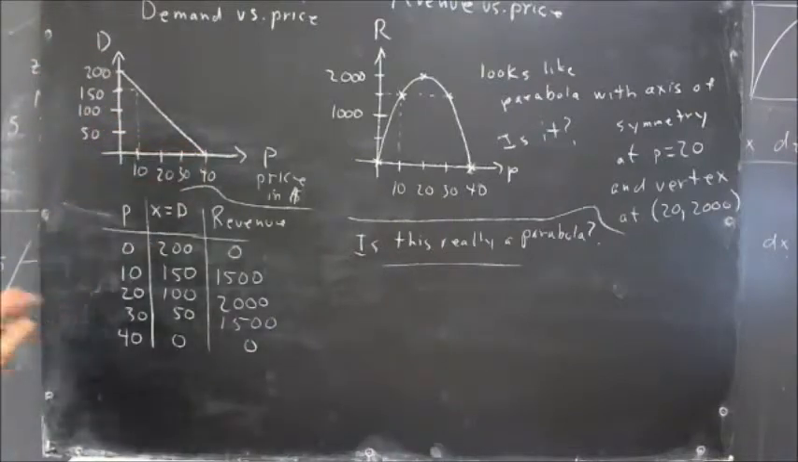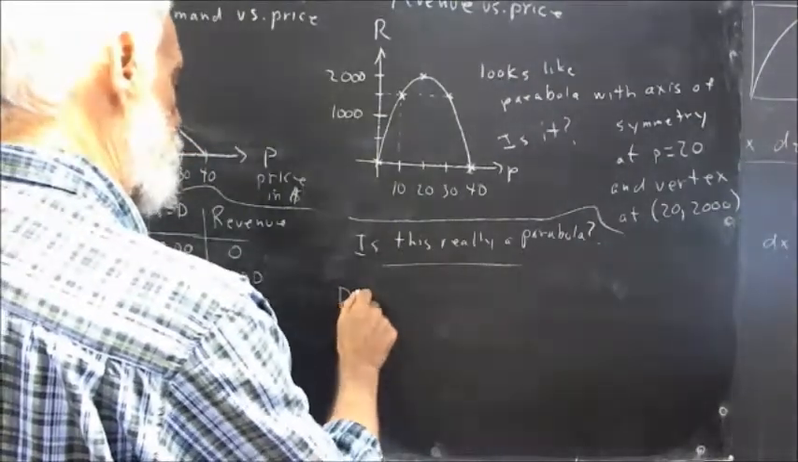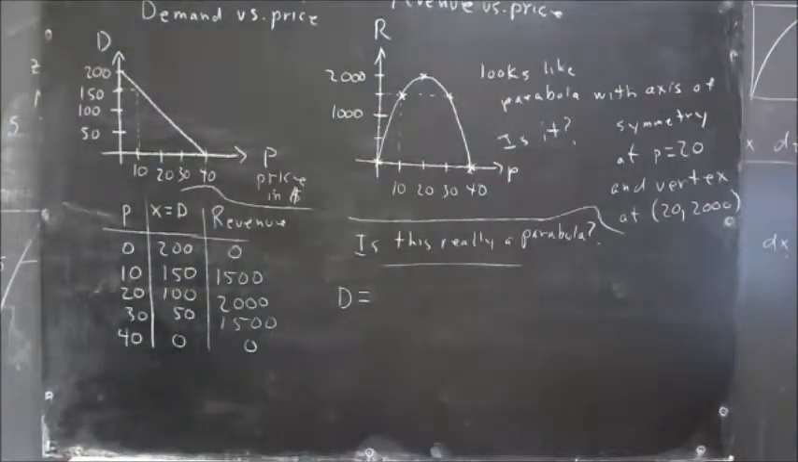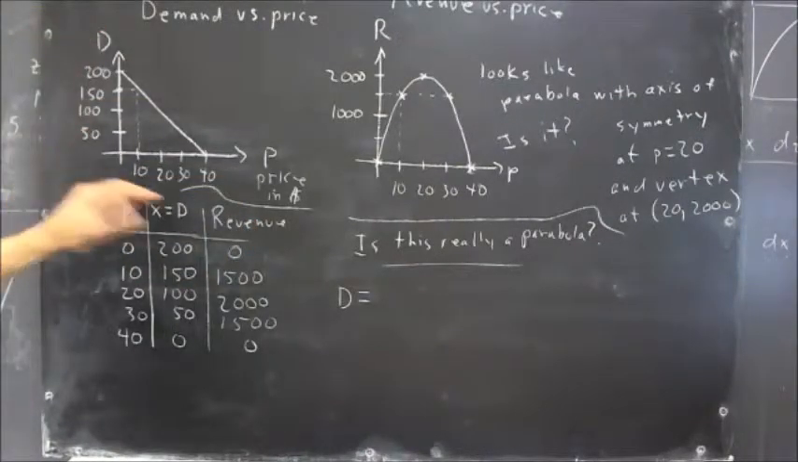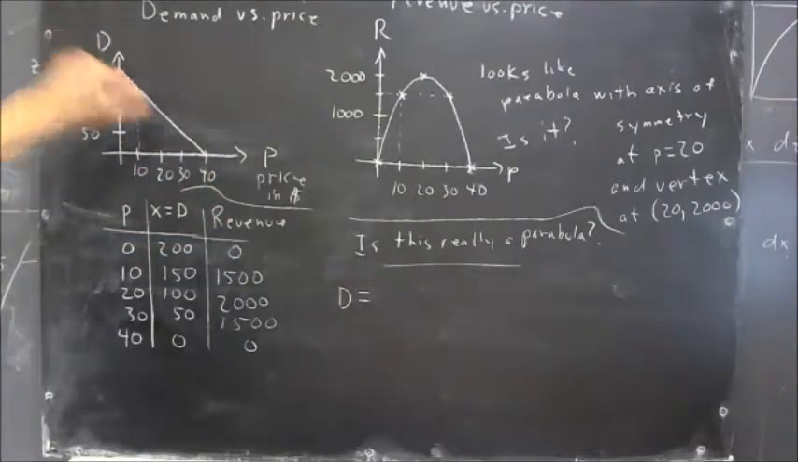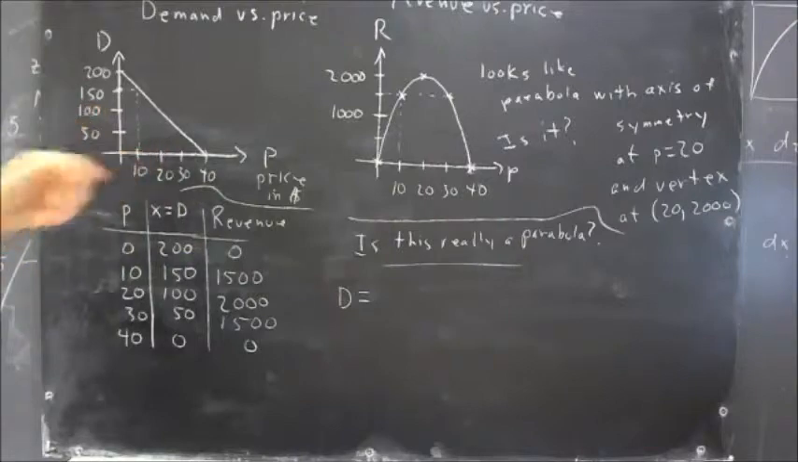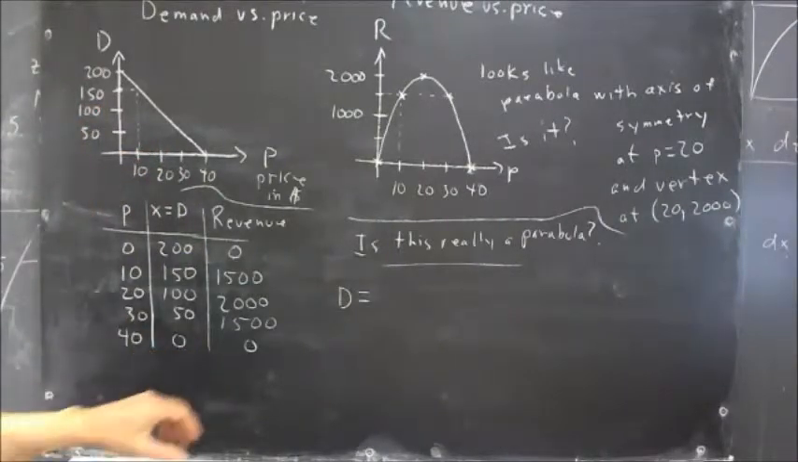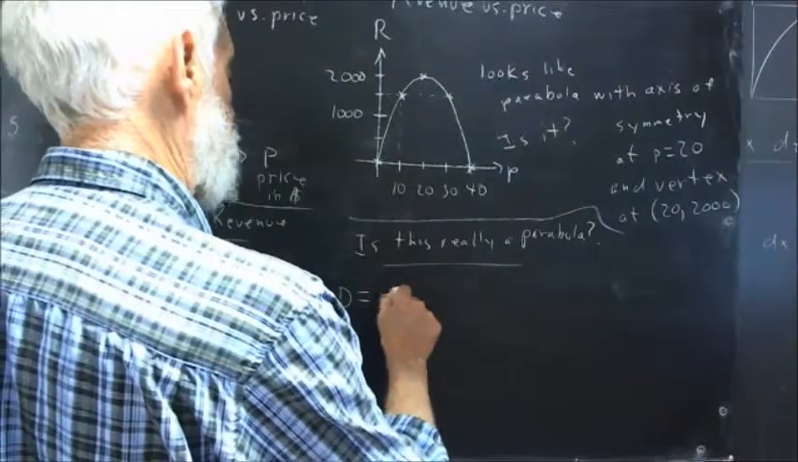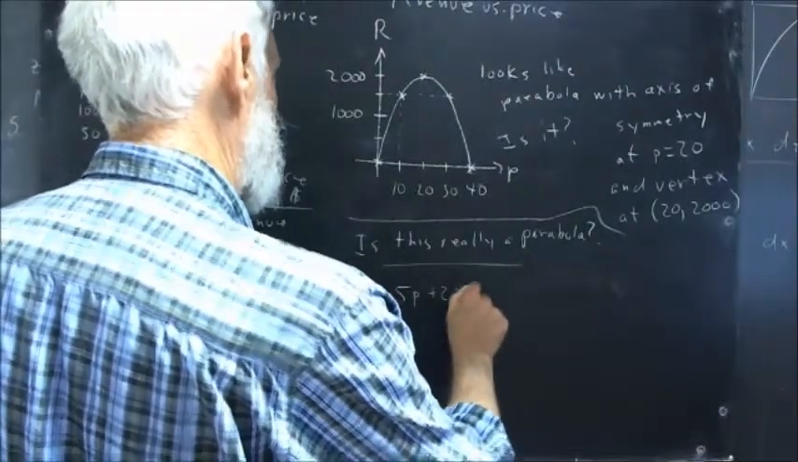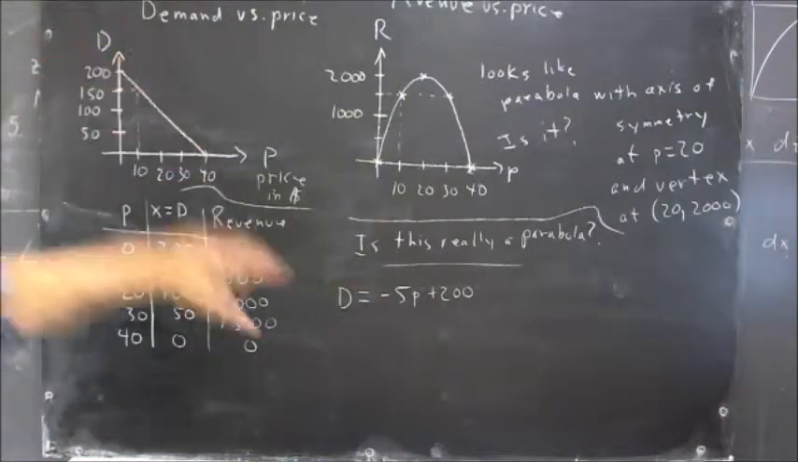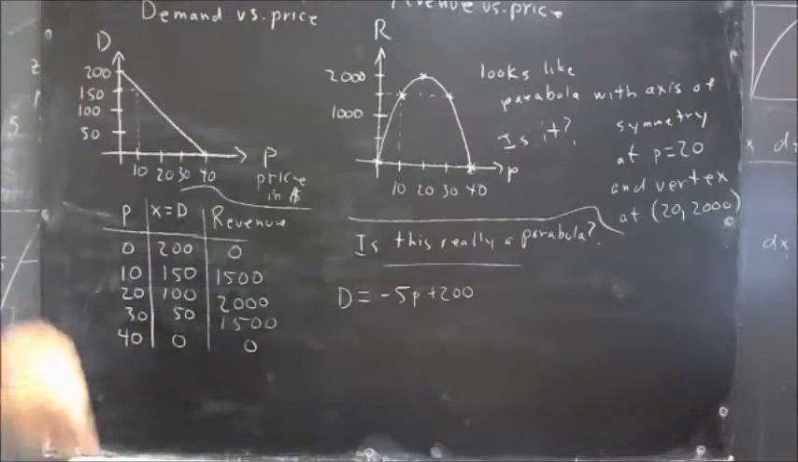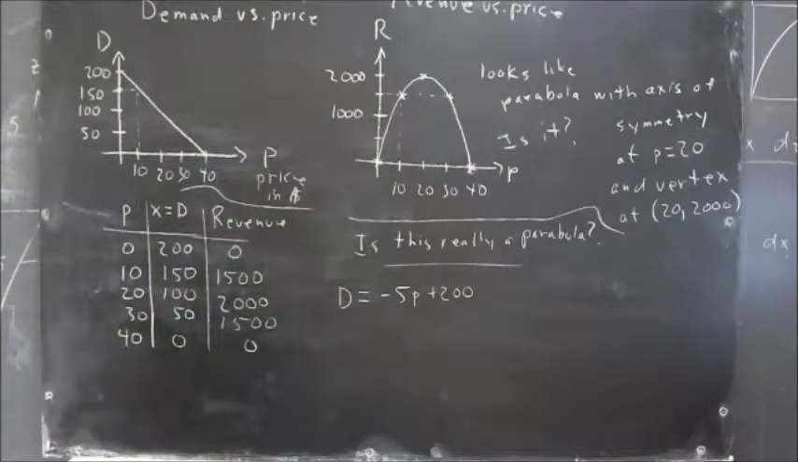Well, the demand function here is a linear function. It's got a y-intercept, or a vertical intercept, of 200, and it's got a slope. Well, the rise is negative 200 when the run is 40, which gives us a slope of negative 5. So the demand function is negative 5p plus 200. Using what we know about linear functions, we can easily enough find the demand function, assuming it's a linear function.